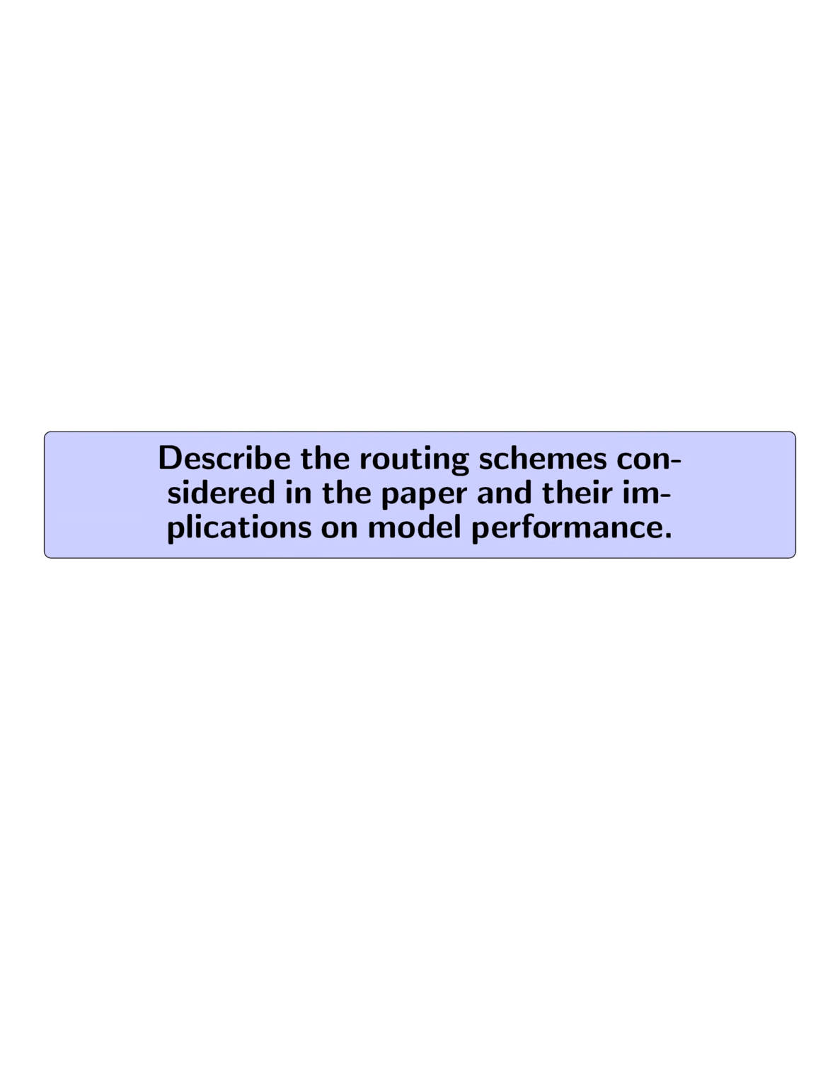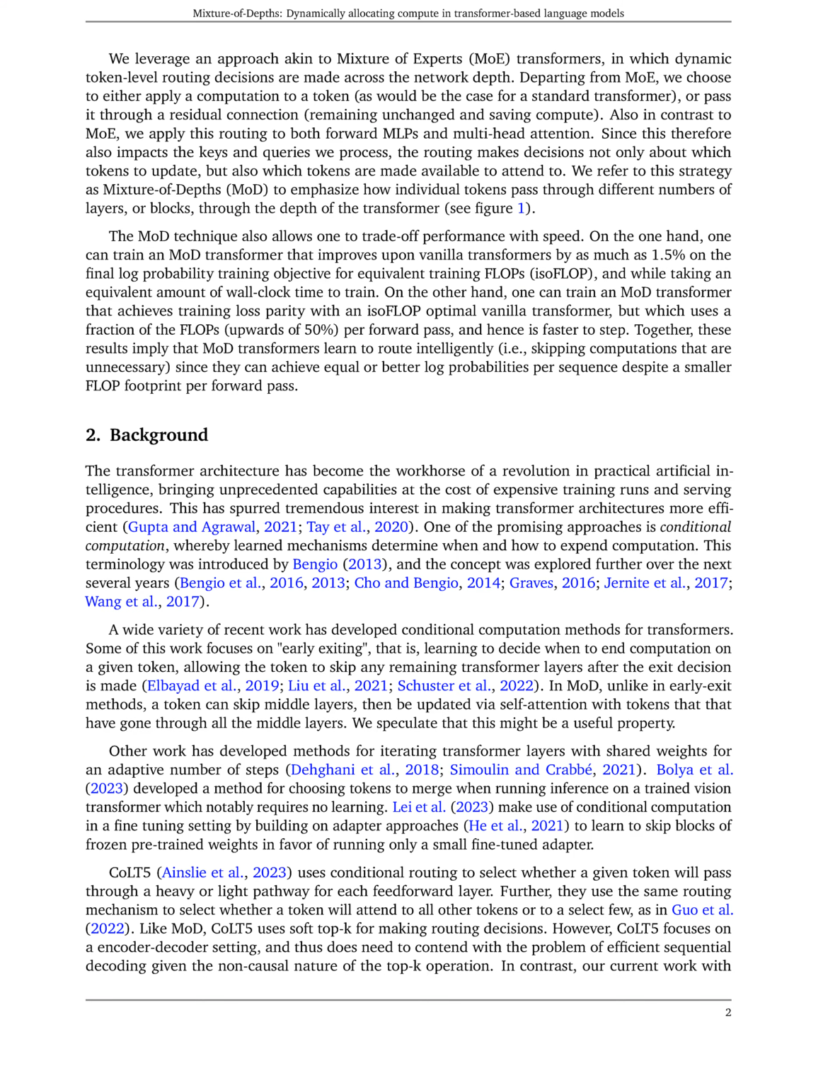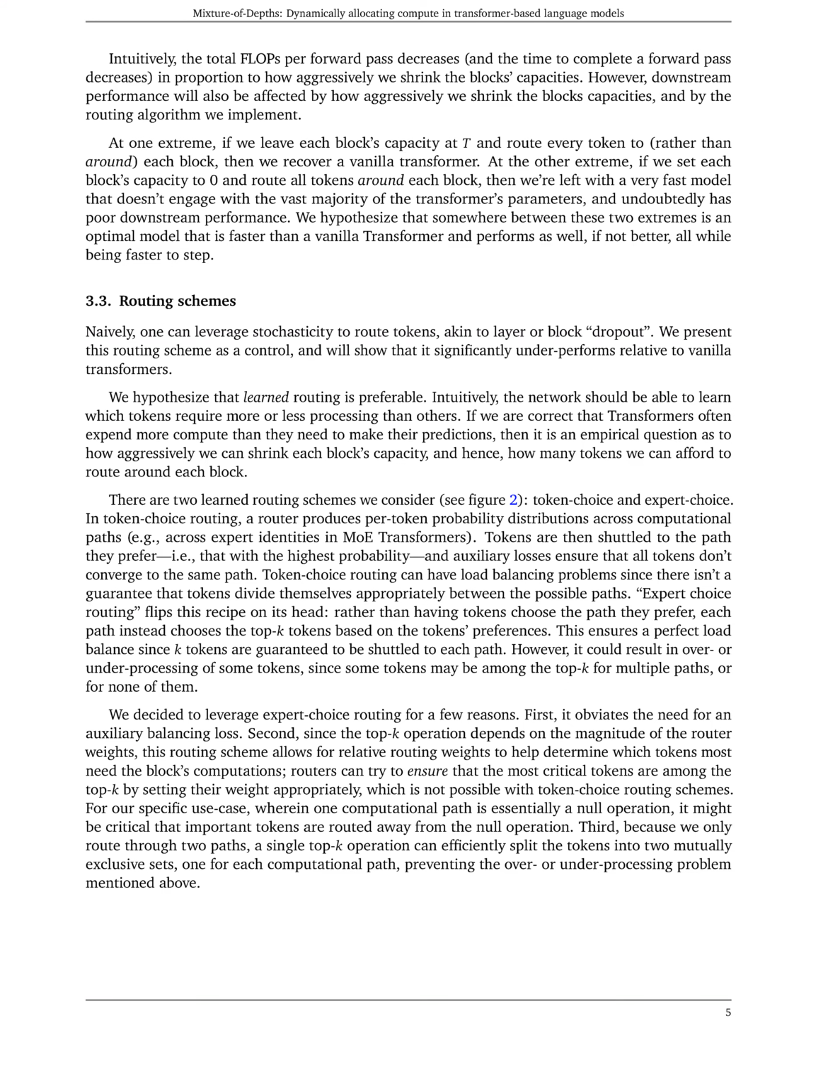Describe the routing schemes considered in the paper and their implications on model performance. The paper discusses two learned routing schemes for conditional computation in transformers: token choice routing and expert choice routing. In token choice routing, tokens choose their preferred computational path based on per-token probability distributions, potentially leading to load balancing issues. On the other hand, expert choice routing involves each path selecting the top K tokens based on their preferences, ensuring perfect load balance but potentially causing over or under processing of some tokens.